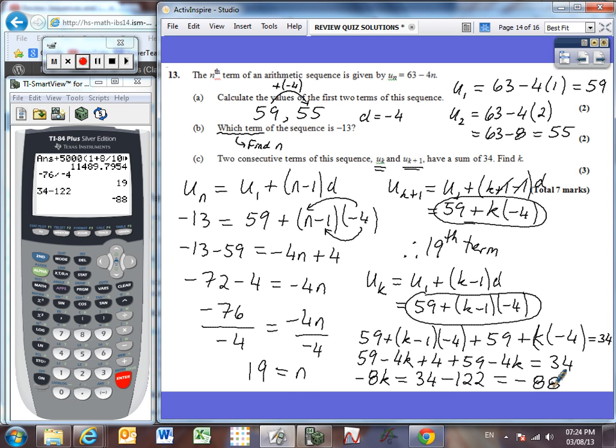So in order to solve for k, I just need to divide both sides by negative 8, and I'll be done. So k is going to equal negative 88 divided by negative 8. Therefore, k is equal to 11.